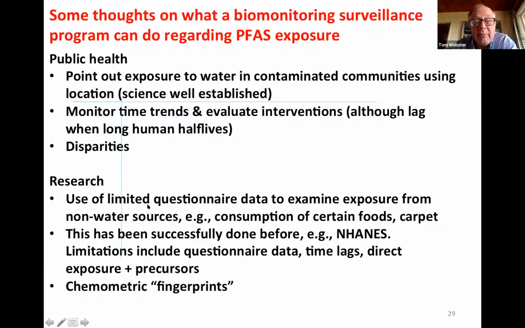In terms of research, there is a good precedent for using surveillance methods like NHANES to try to look at exposure. And I think with the questionnaire data that you do have, you can look at some of the non-water sources, such as consumption of certain foods or use of carpet. I think you have questions about carpet. There are important limitations. Dietary questionnaire data is notoriously hard, particularly with time lags. And so you have to think really hard about that. But remarkably, it does seem to work sometimes. And there are, of course, other problems like the precursors. And then finally, I do think the chemometric fingerprint approach is worth doing. It's not super straightforward, but it is worth looking at.